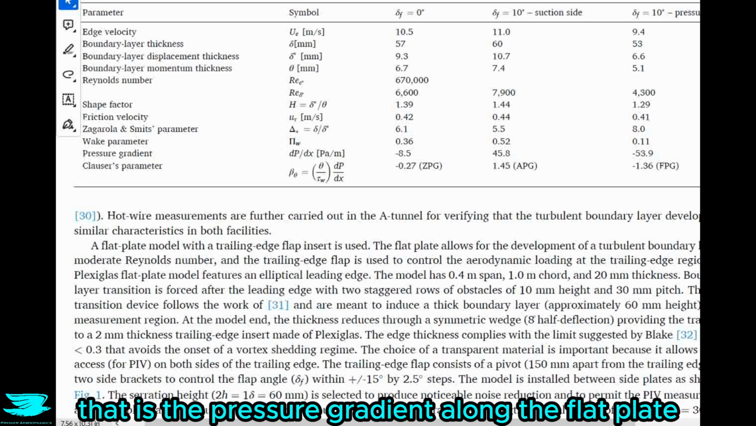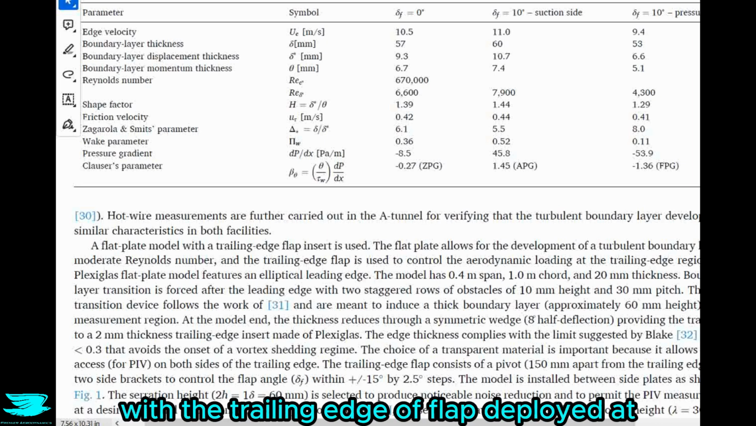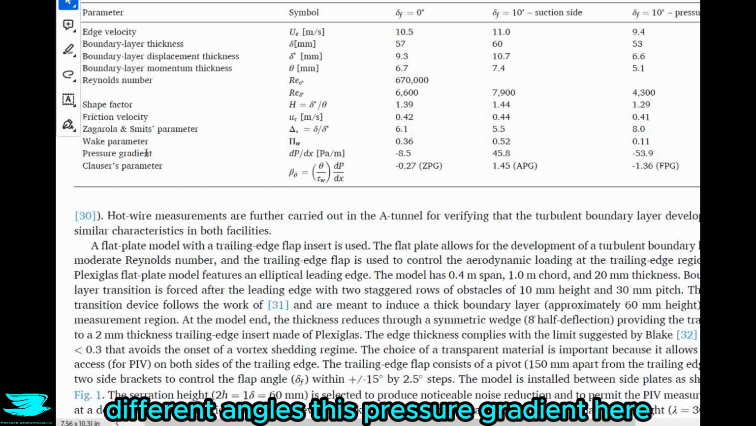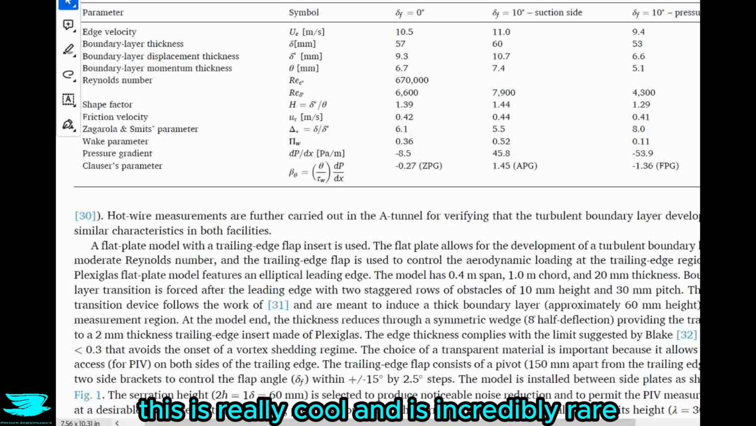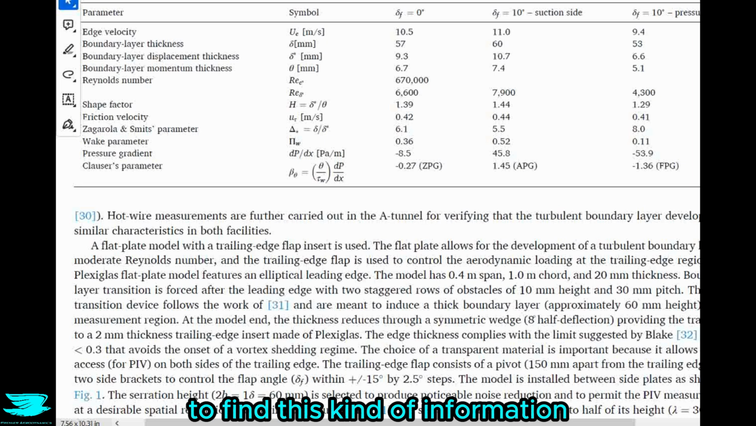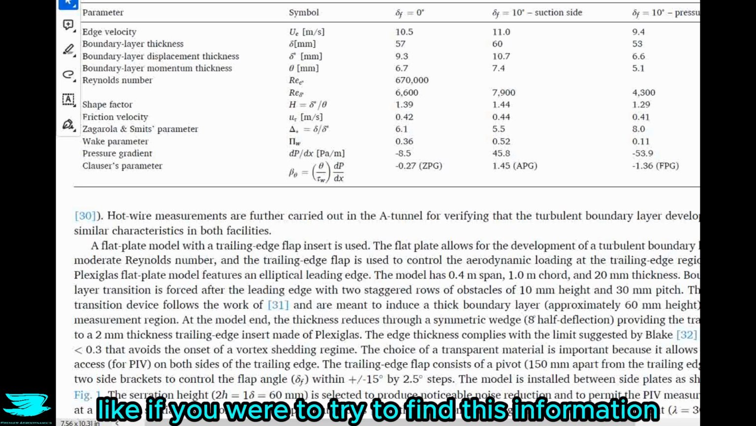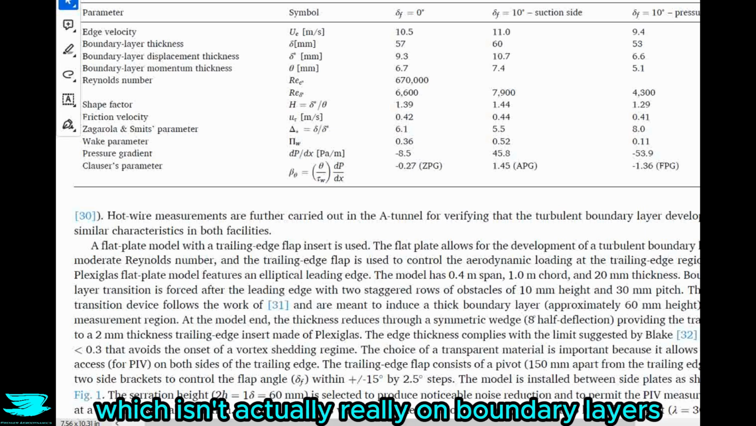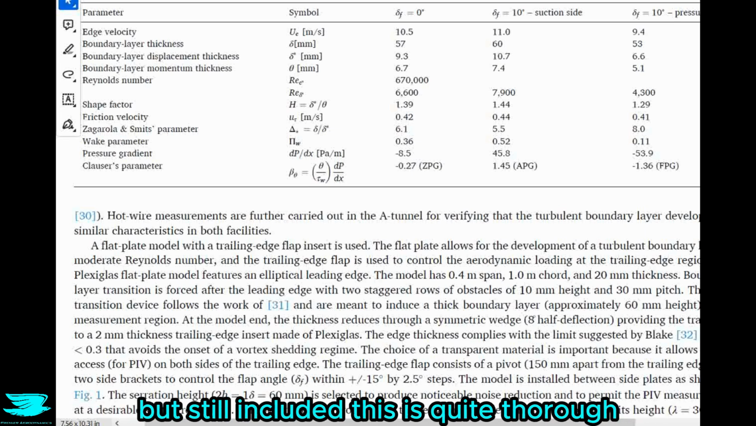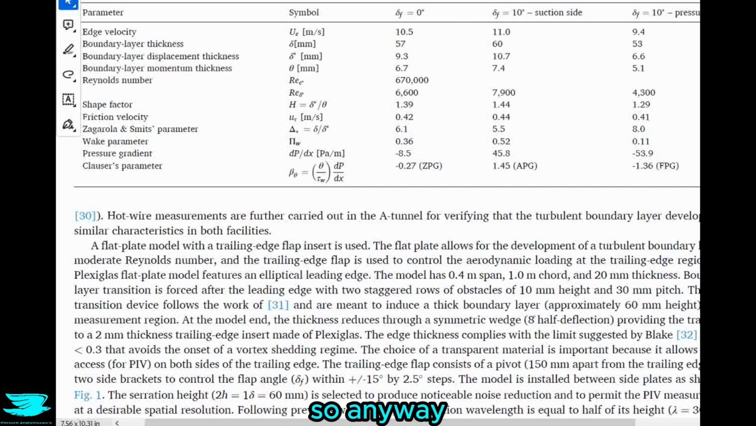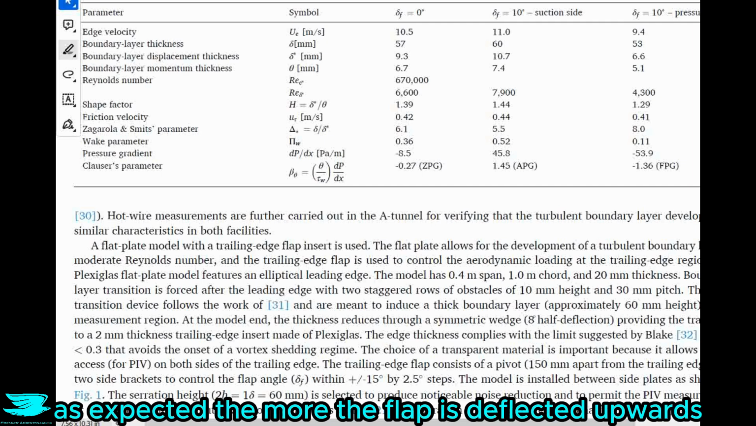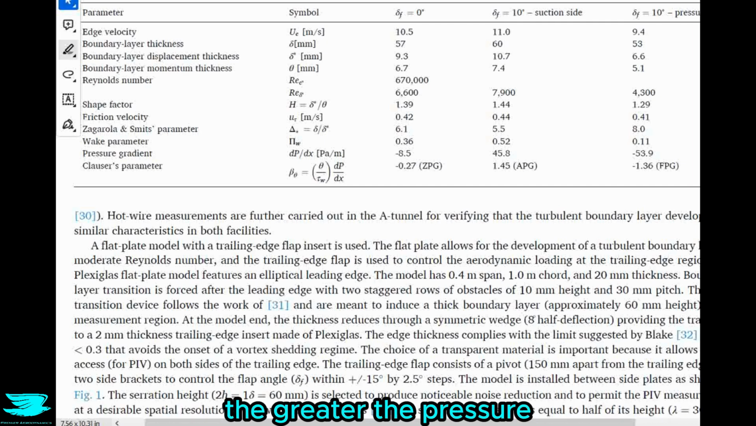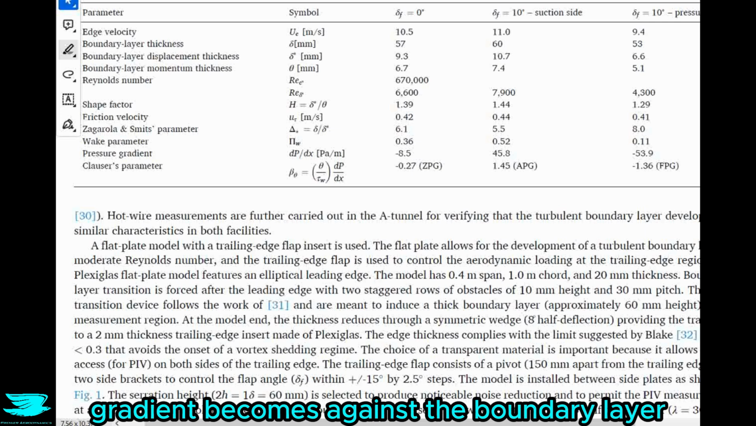That is the pressure gradient along the flat plate with the trailing edge flap deployed at different angles. This is really cool and it is incredibly rare to find this kind of information. If you were to try to find this information in a textbook or something, you might struggle to find it. Having a paper here, which isn't actually really on boundary layers, but still included, this is quite thorough. Anyway, as expected, the more the flap is deflected upwards, the greater the pressure gradient becomes against the boundary layer.